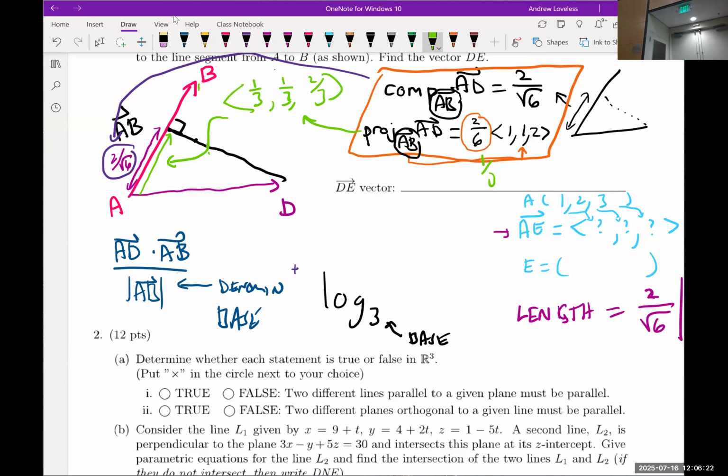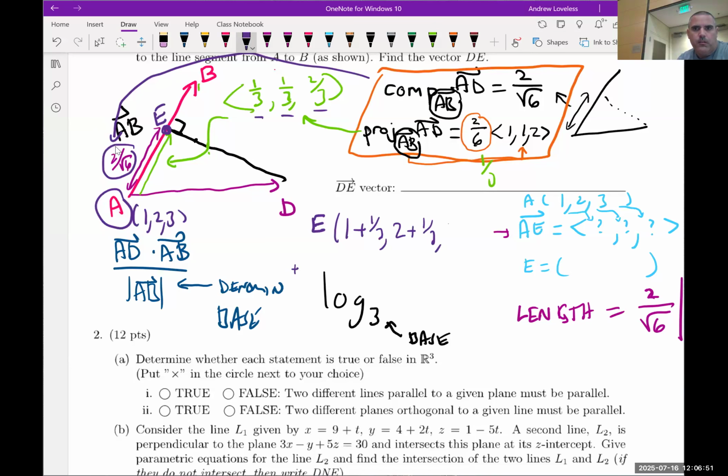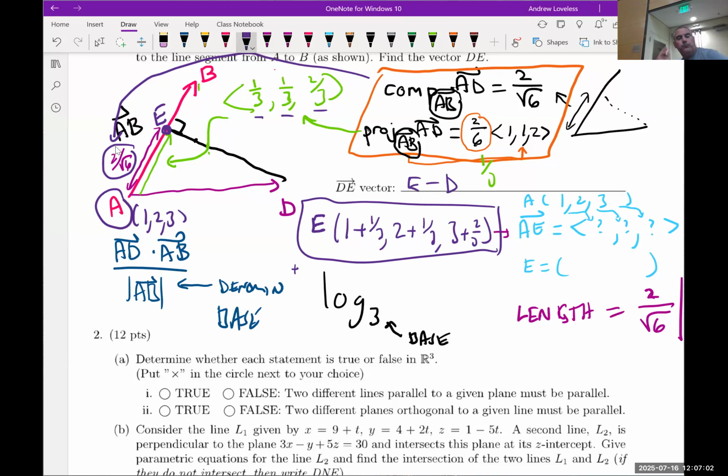If you wanted the point E, how would you get it? And I didn't label it. I didn't copy over my labeling. So if this right here is E, how would you get it? You need to go from A, which was 1, 2, 3, and you need to walk this far. So E is going to be 1 plus 1/3, 2 plus 1/3, 3 plus 2/3. So if you're using the strategy of subtracting, you could do E minus D to get this.